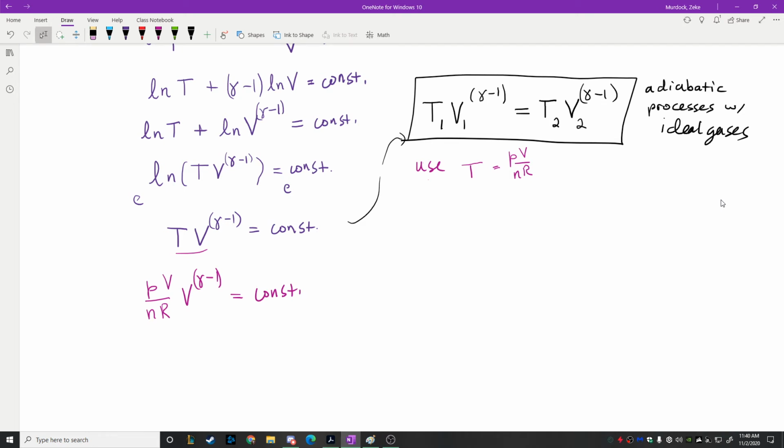And if I have volume times volume to the gamma minus 1, so this is like volume to the first power times volume to the gamma minus 1 power, and if you have two numbers, okay, so this is a relationship, but I should just ask you, what's that equal to? You guys are answering. I think you know the answer. It's V to the gamma. That's right.